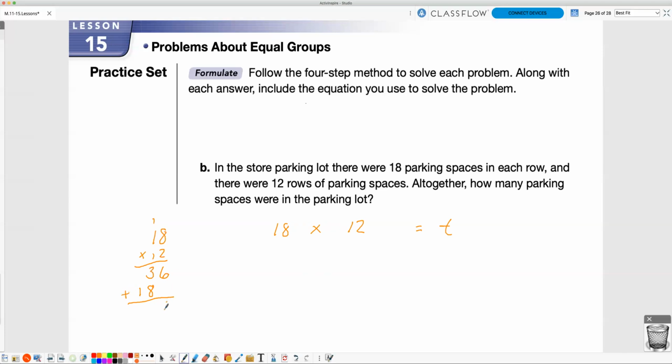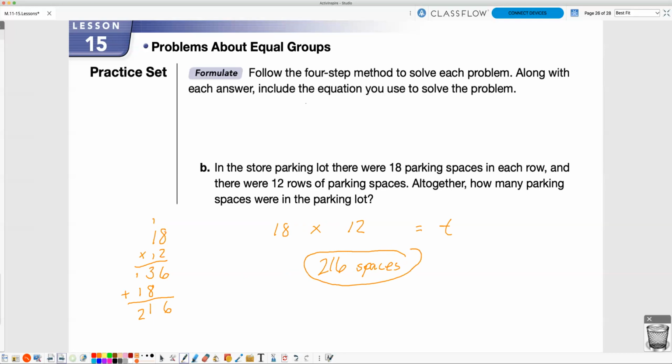You end up with 6. This would be 11, and this would be 2. 216 would be the total number of spaces in the parking lot. So I'm going to just label it spaces, and that would be the answer.